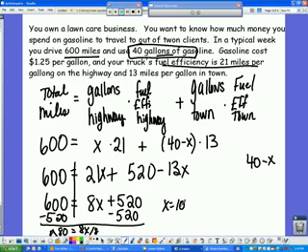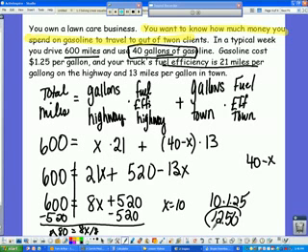But the very last step is always to make sure that you've answered the question. The question is, you want to know how much money you spent on gasoline to travel to out-of-town clients. If you burned 10 gallons of gasoline at $1.25 each, to answer the question you multiply those. So you spent $12.50 on gasoline for your out-of-town customers.